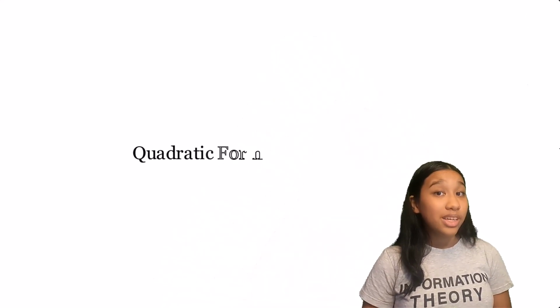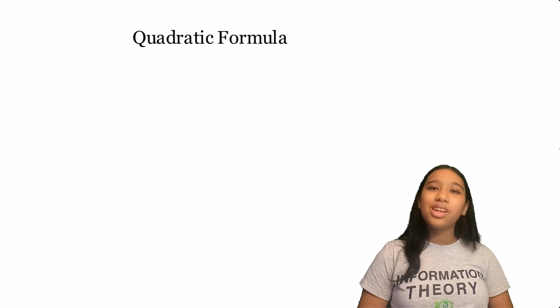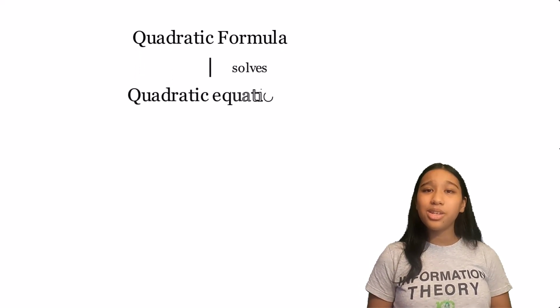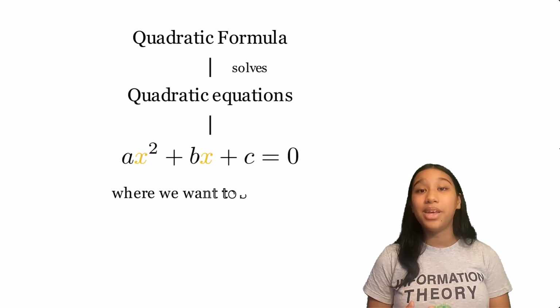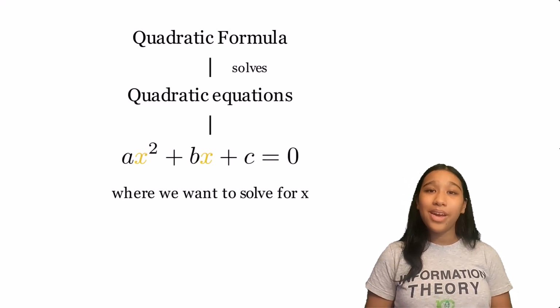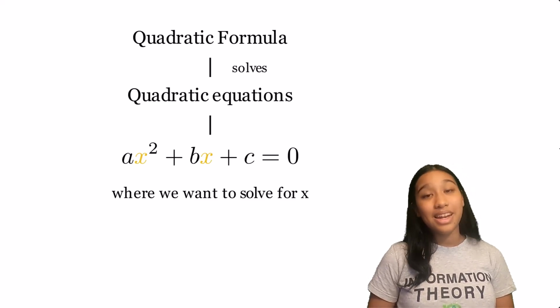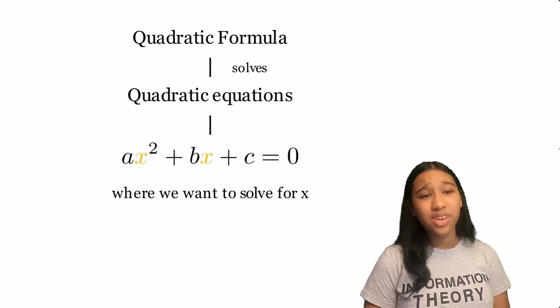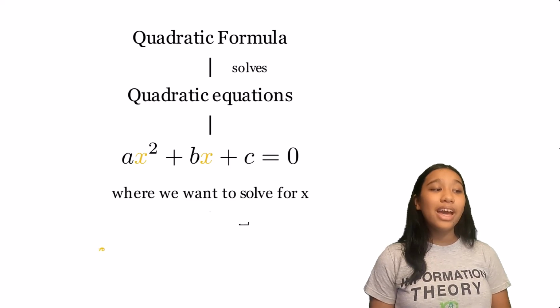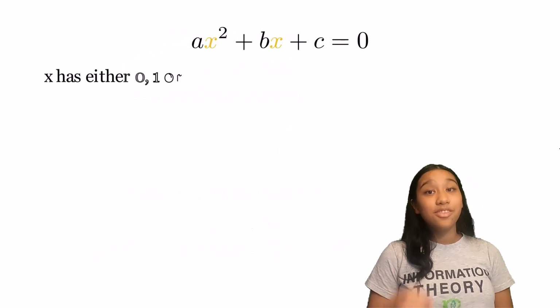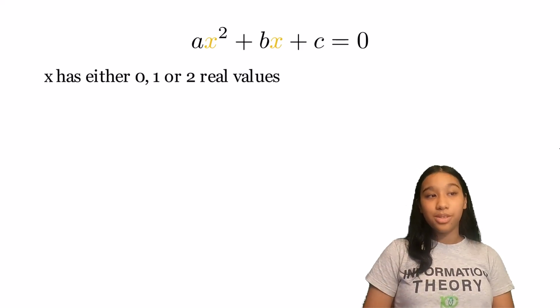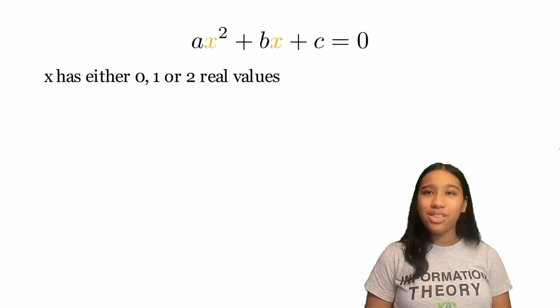One notable formula is the quadratic formula. Let's break it down. This formula is used to solve quadratic equations, equations of the second order, or those in the format ax squared plus bx plus c equals 0, where a, b, and c are given variables and x is unknown, or what we want to find. An example would be x squared minus 4x plus 4 equals 0.